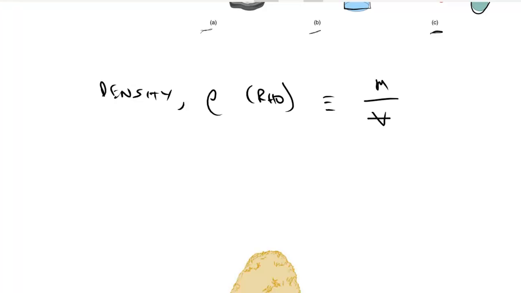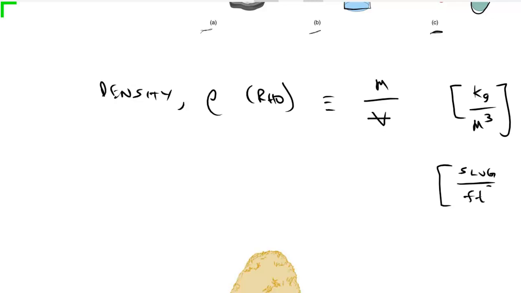I do my V's with a line through it there to differentiate from velocity. So the SI units for density are kilograms per cubic meter, or the US customary units would be slugs per cubic foot. And that's the definition of density. So density is basically just mass normalized per volume. Relatively simple there.